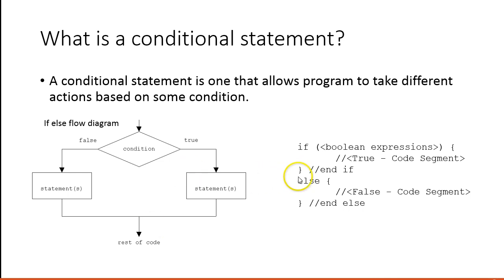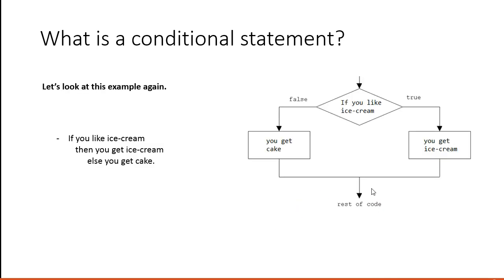If I want to put an else on it, I can add an else to the if statement here. So if the condition evaluates to true, I take that statement, I evaluate this statement here, else I take this branch. So let's look at this example again. If you like ice cream, then you get ice cream, else you get cake.